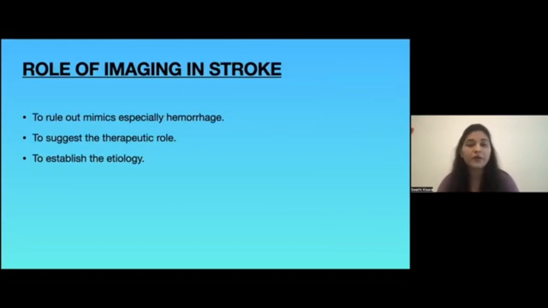So what is the role of imaging in stroke? Imaging plays a very important role in ruling out the mimics, especially the hemorrhage. And it also suggests a therapeutic role, and can also establish the etiology of the stroke.